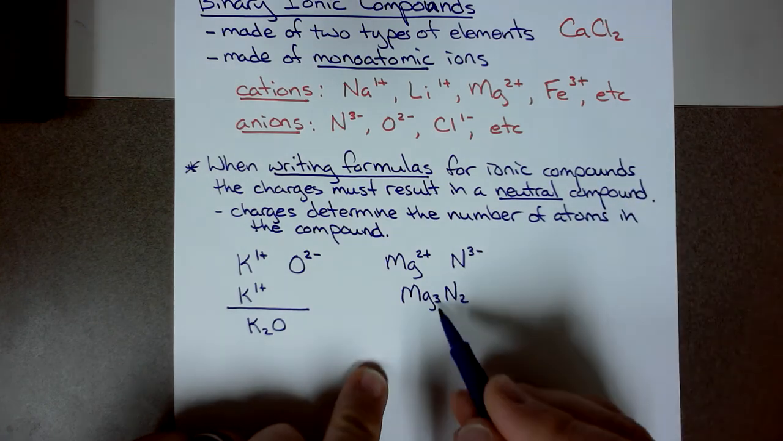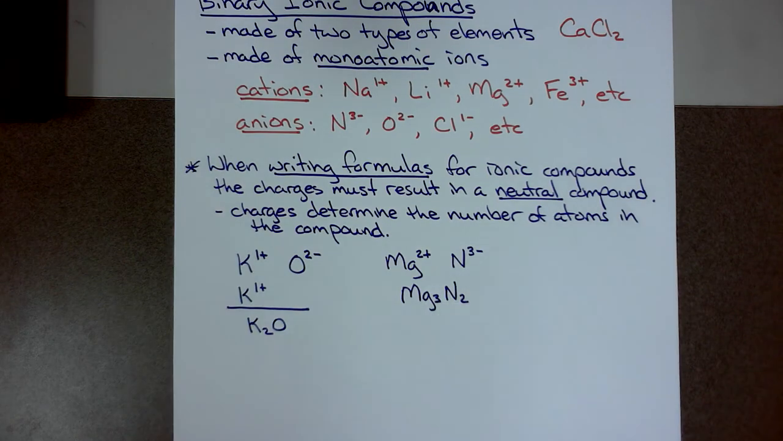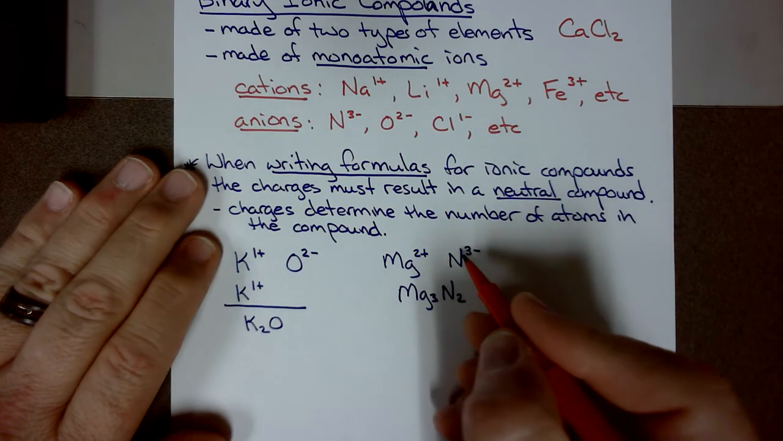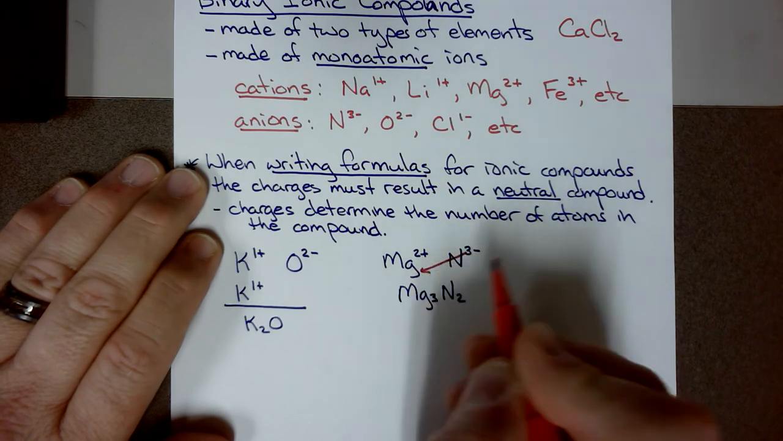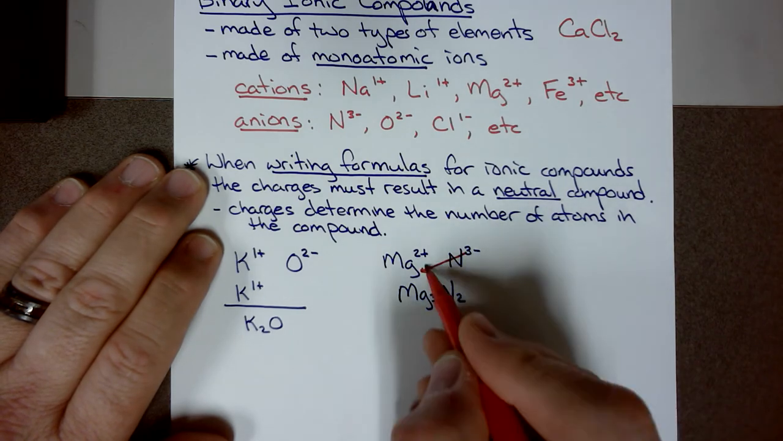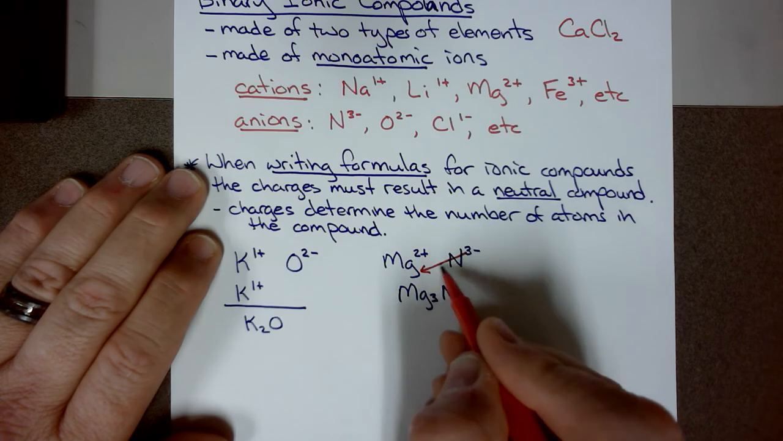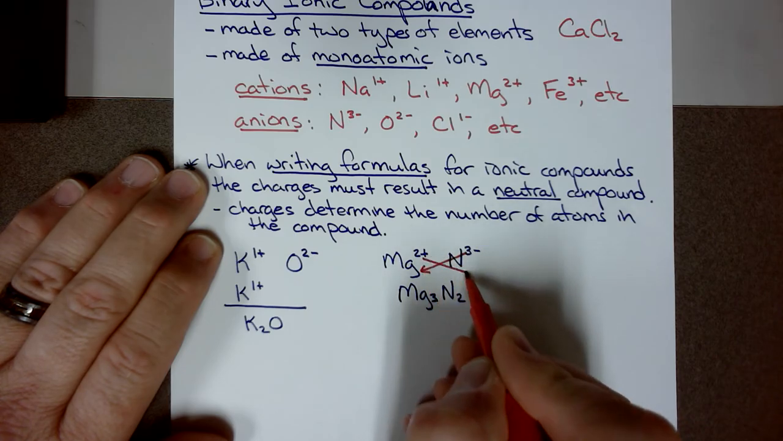That's a neutral compound. Now another way we can look at this is we can use what's called the Crisscross Method. And all you do is you take the value, not the charge, but the value, and put it as the subscript of the opposite element. And so that 3 would go with the magnesium, and this 2 would go with the nitrogen.